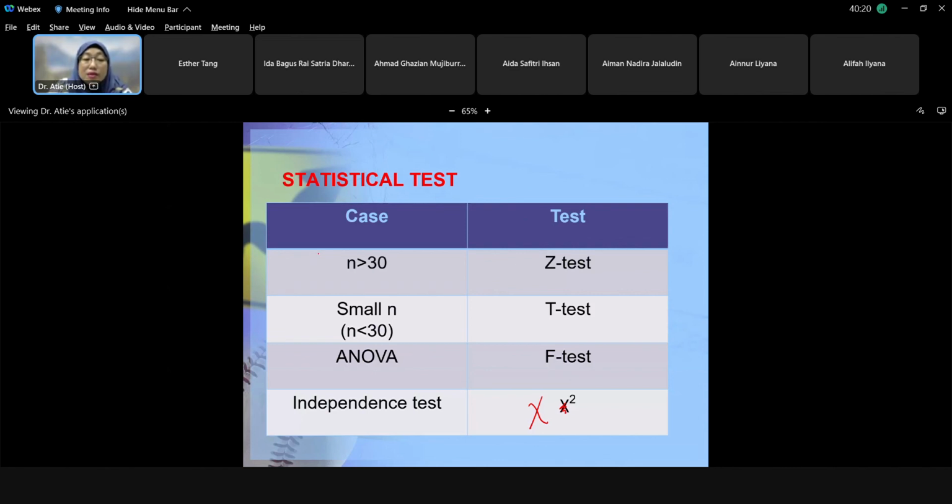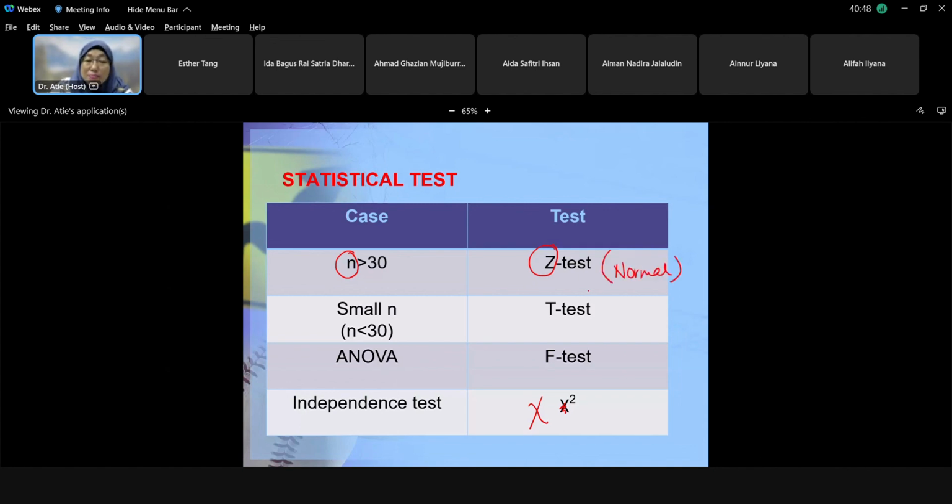You have learned all the questions that contain n greater than 30, right? Either you take a sample from the population, but if you look at the examples that we have done so far, the n is large, greater than 30. That's the reason we use the z-test, which is also known as the normal test.